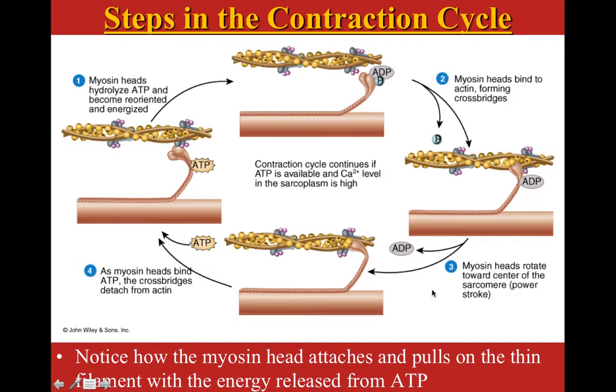All right, so to see it in a bigger way, the contraction cycle. The myosin heads hydrolyze the ATP, and they become reoriented and energized. Then the myosin heads bind to actin, forming these cross bridges. So this is a myosin head binding to the actin. Remember, those little yellow things are actin. The myosin heads rotate toward the center of the sarcomere. That's the power stroke. So this moves toward the center. And as the myosin head binds ATP, the cross bridges detach from actin.